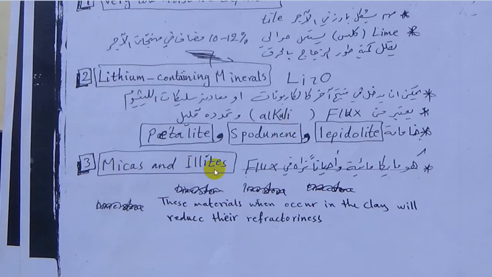The micas and illites are hydromicas, mostly seen in the flux. When these materials are added to the clay, they will reduce its refractoriness, or they will increase its refractoriness.